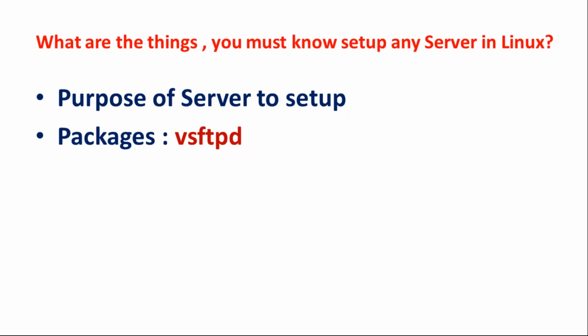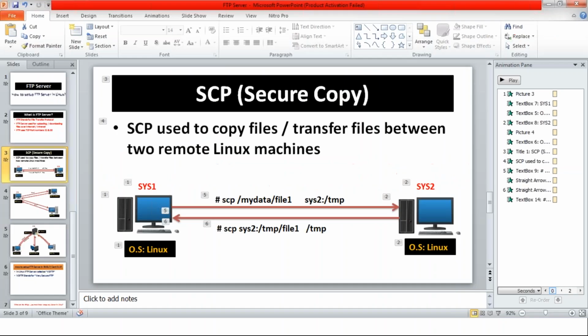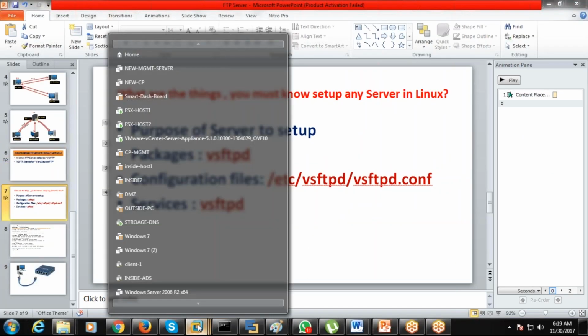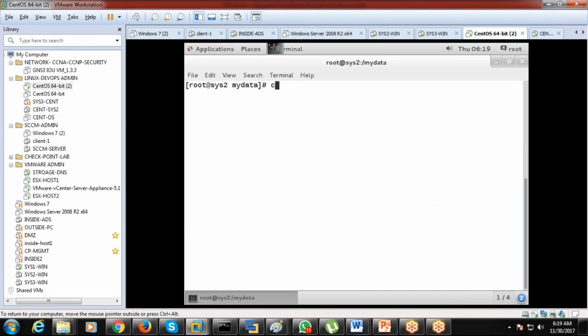Before configuring any server, what you need to know is what packages are required, what the configuration files are, and the services. The package for FTP is vsftpd, the configuration file is under /etc/vsftpd, the vsftpd.conf file, and the service name is vsftpd. So now I will go through how to set up the FTP server. The first thing we'll do is search for FTP.